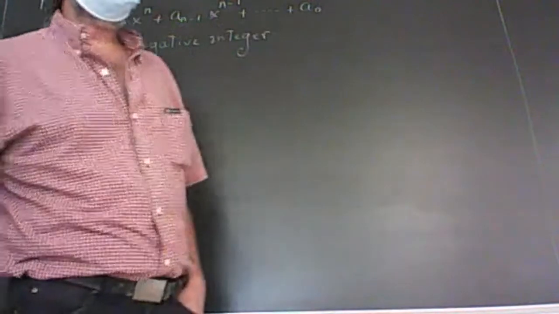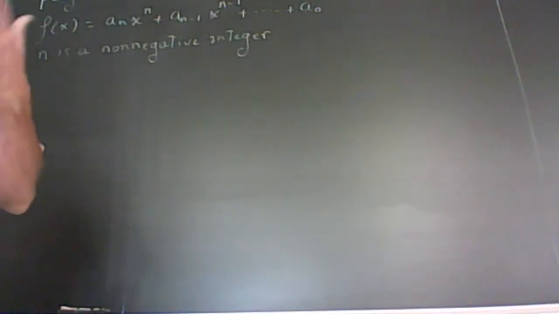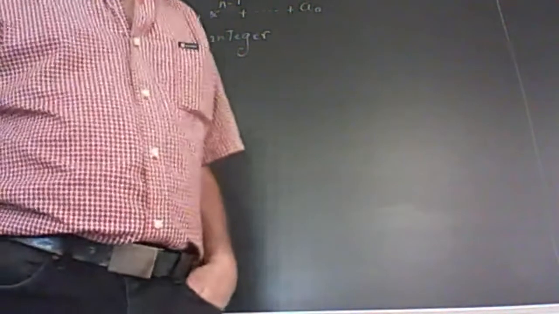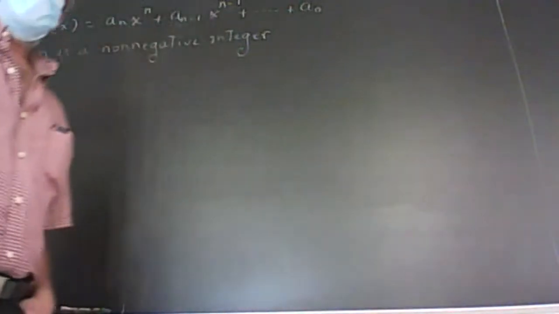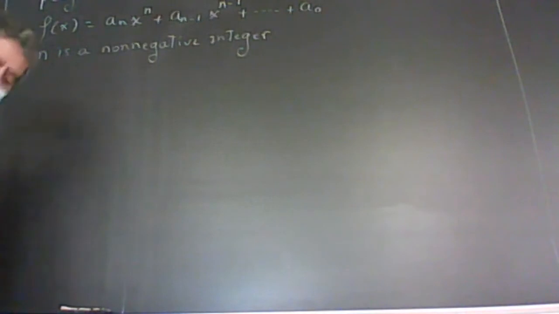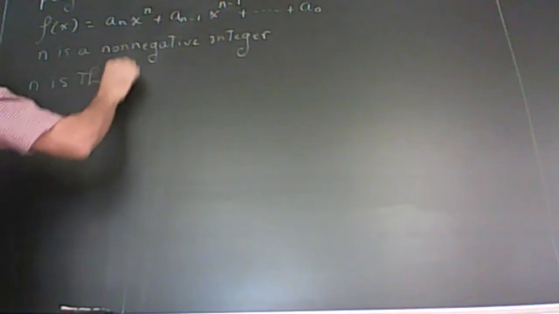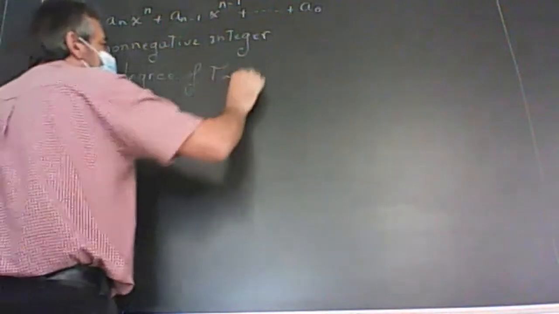When we say non-negative integer, we're saying n can be 0, 1, 2, 3, 4, 5, as long as it is a counting number or a whole number, and it's not a fraction or decimal or any other form of number. So it has to be a positive or non-negative integer. In this case, n is the degree of the polynomial.